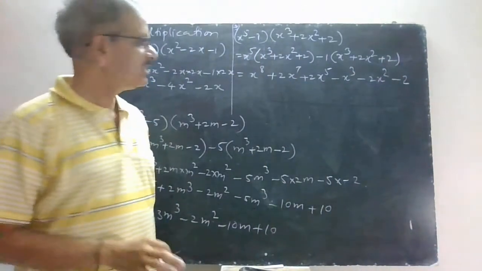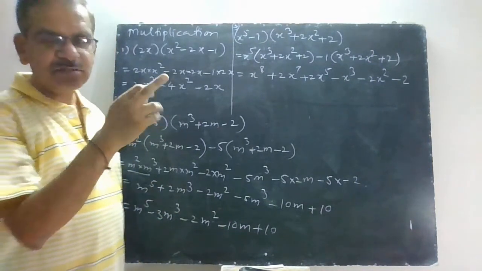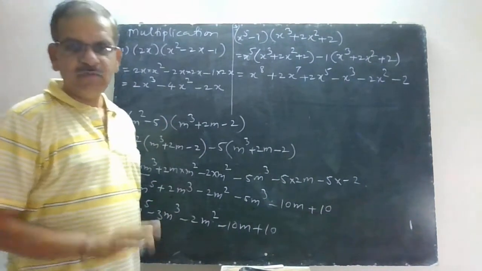So it is a multiplication. While multiplying, you have to multiply the coefficients and add the powers of the variable when you multiply the variables.